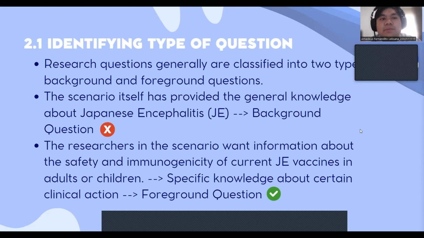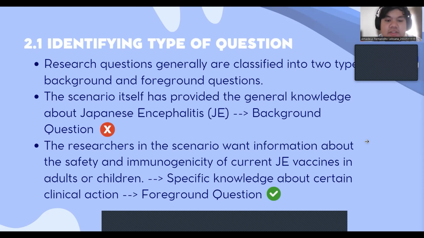I will explain how to identify the type of question. Previously, we were given a scenario about Japanese encephalitis or JE. Japanese encephalitis, caused by a mosquito-borne flavivirus, is one of the leading causes of viral encephalitis in Asia. A number of JE vaccines have been used for preventing JE around the world. We want to know the immunogenicity and safety of currently available JE vaccines in adults or in children.